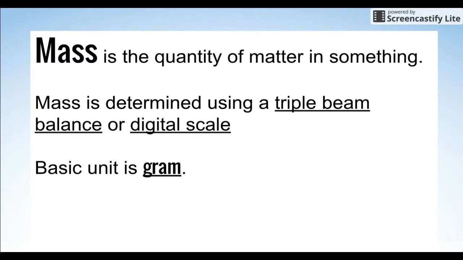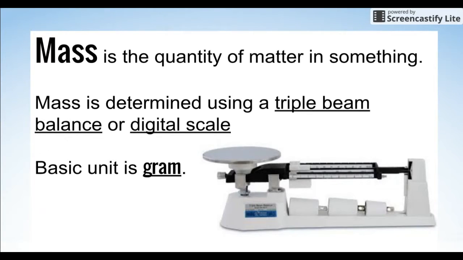The basic unit of mass is a gram. By saying basic unit, that means everything is based on tenths of a gram. We might talk about small amounts, such as a milligram, or larger amounts, such as kilograms. Here's a picture of a triple beam balance that you'll be using this year. Please, again, make sure to pause this recording anytime you need to make sure you get the definitions, the tools, and the units written down correctly.